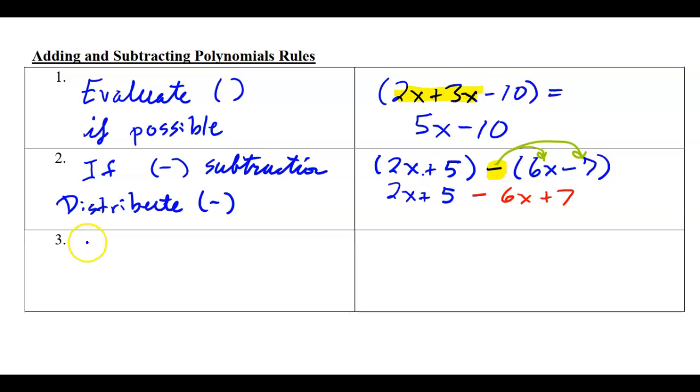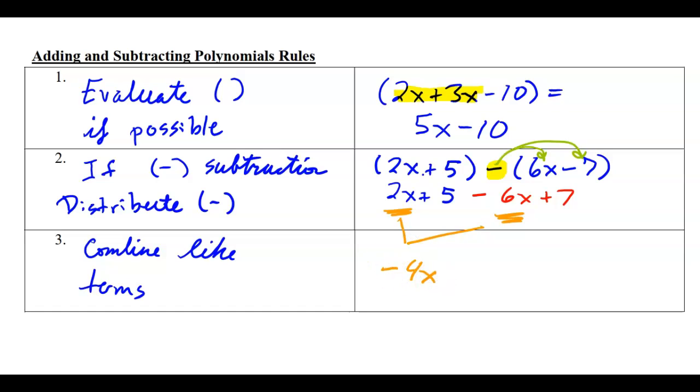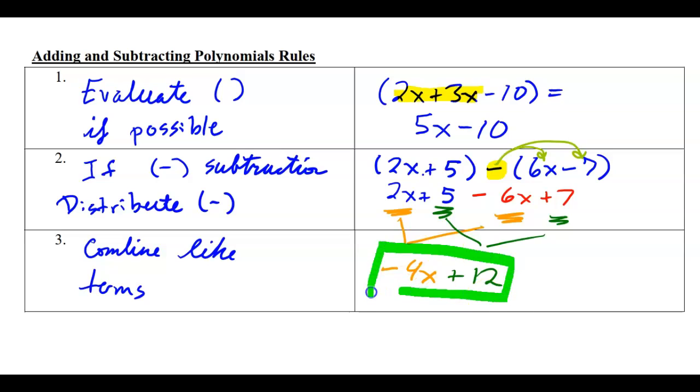After you've done that, the last step is combine your like terms. So things with the same variable piece. So once again, on this set, 2x minus 6x are like terms. So minus 4x, and then plus 5 and plus 7 are like terms because they're both just regular numbers. So plus 12, and then that is my final answer. So those are the basic steps. Next, what we're going to do is some practice problems.